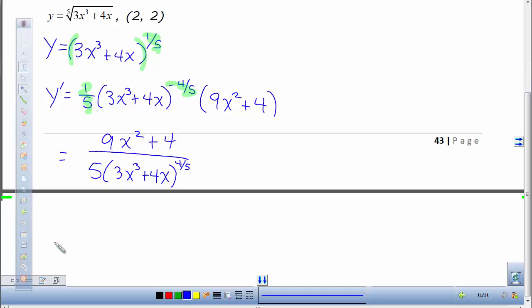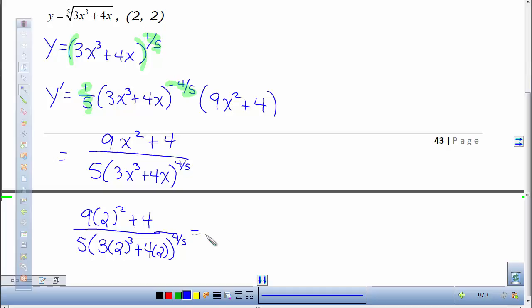Okay, so what I'm going to do is plug in 2 wherever I have x. That's all. So 9 times 2 squared plus 4 over 5 times 3 times 2 cubed plus 4 times 2 to the 4/5. Okay, 36 plus 4 is 40, right?